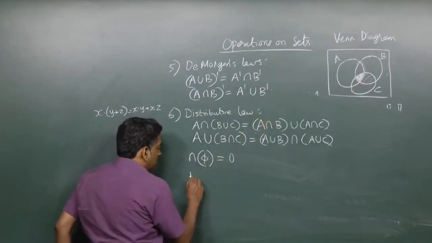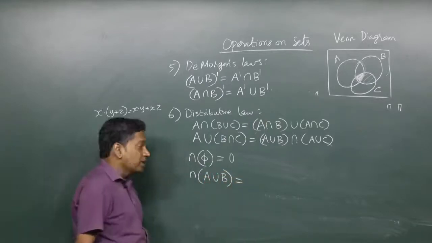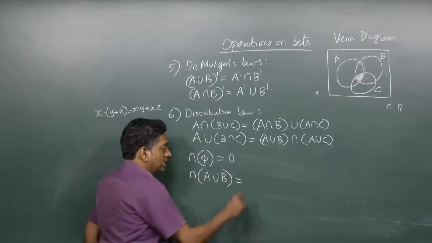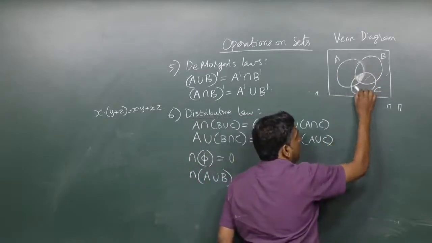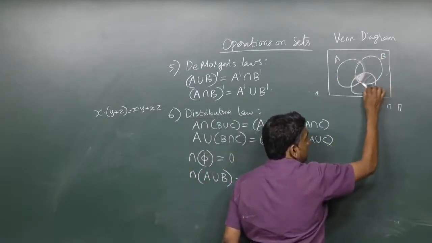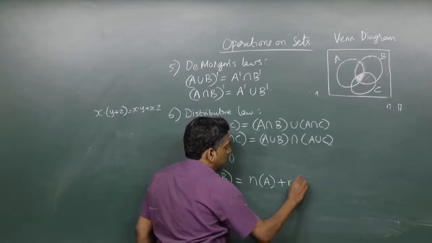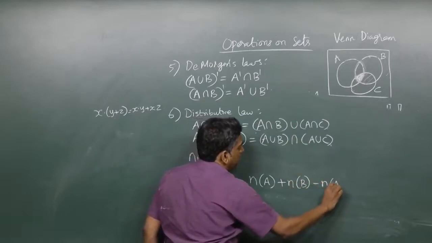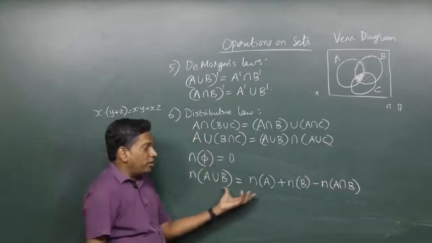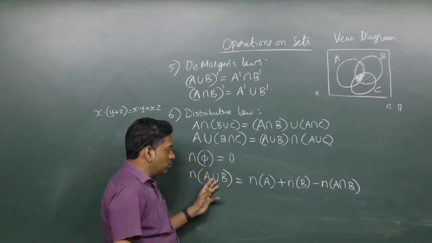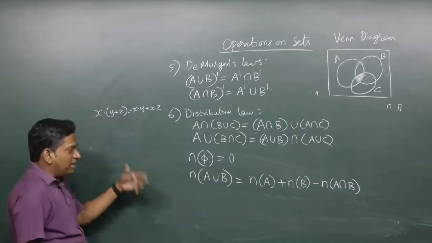But can we now ask, for example, what would be n of A union B? If we know n of A and n of B, then this will be n of A, so this is the number of elements in A plus the number of elements in B, but the elements here will be counted twice. So we have to subtract that: n of A plus n of B minus n of A intersection B. This is a very important idea to connect the union and intersection operations with the number of elements in a set.